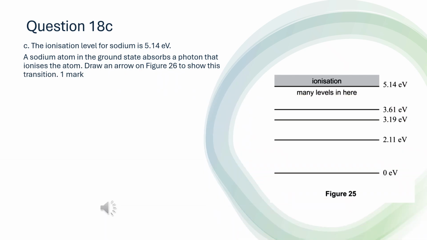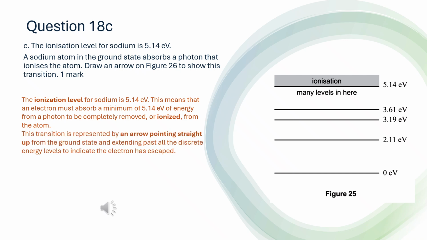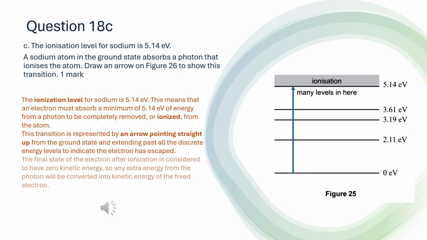The ionization level for sodium is 5.14 eV. This means that an electron must absorb a minimum of 5.14 eV of energy from a photon to be completely removed, or ionized, from the atom. This transition is represented by an arrow pointing straight up from the ground state and extending past all the discrete energy levels to indicate the electron has escaped. The final state of the electron after ionization is considered to have zero kinetic energy, so any extra energy from the photon will be converted into kinetic energy of the freed electron.